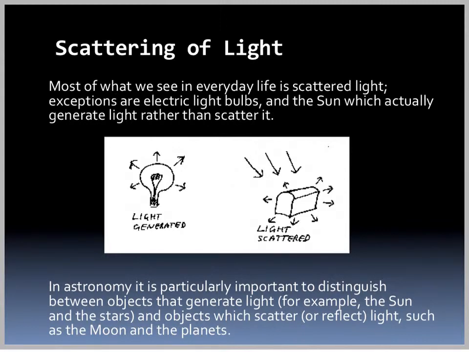So, for example, a light bulb here, electrical current's going through the filament and it's giving off light. It's generating light. Whereas if I were to look at some object sitting on the table in front of you, we might not see light being given off from it. What happens is light from a generated object comes and strikes that object and scatters off. So in astronomy it's very important for us to distinguish between objects that generate light, for example the sun or the stars, and objects which scatter or reflect light, such as the moon or the planets.